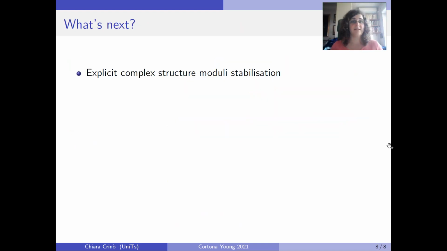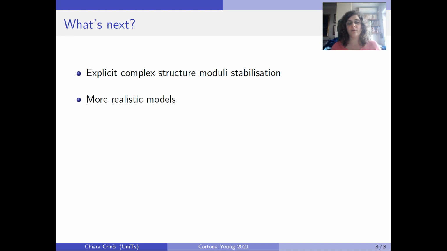What can we do next? First of all, we could try to explicitly stabilize all the other complex structure moduli that are present in the model. And it would be in particular interesting to see whether once all the fluxes are explicitly turned on, the D3 charge cancellation condition is still satisfied.